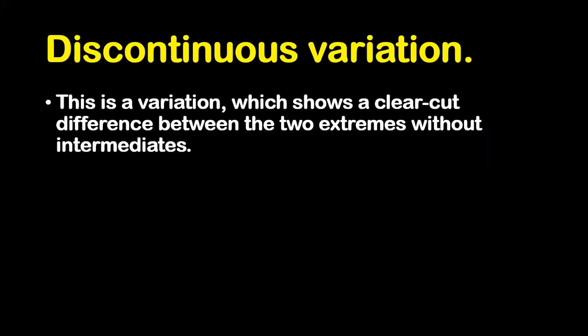So you cannot be both. You are either a male or a female, but not both. Okay? So these ones show a clear-cut difference among the two extreme ends with no intermediates. And examples, we have very many.